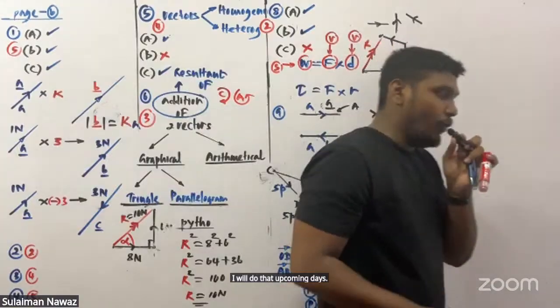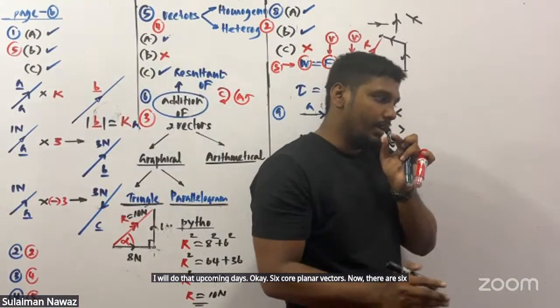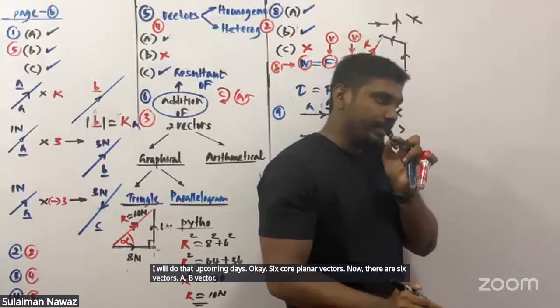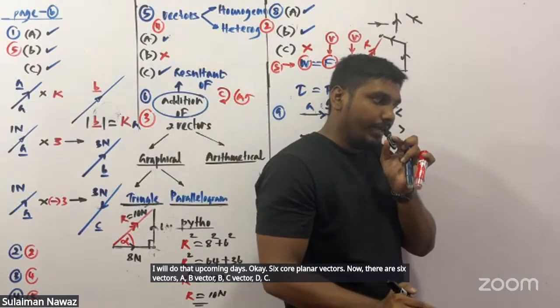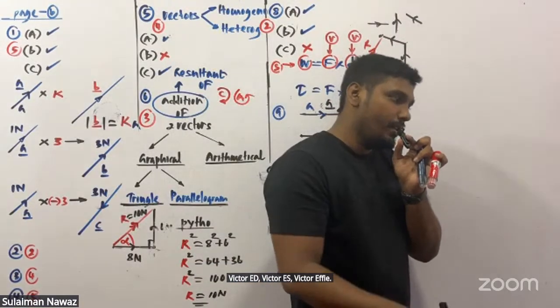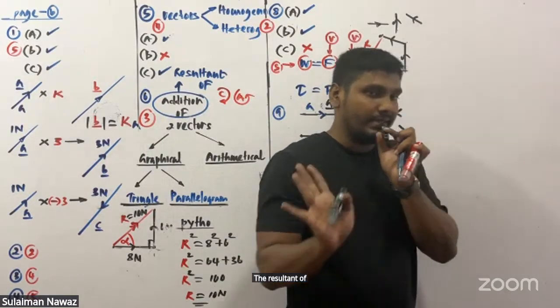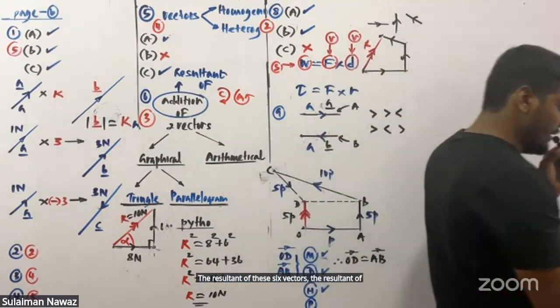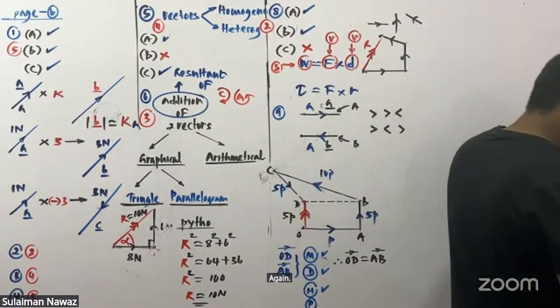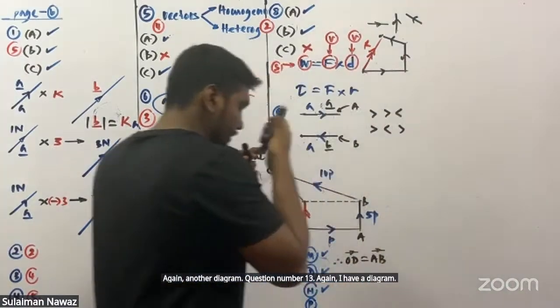Six coplanar vectors. There are six vectors: AB vector, BC vector, DC vector, ED vector, EF vector, FE vector, represented in the figure. The resultant of these six vectors is... Question number 13, I am drawing the diagram again.